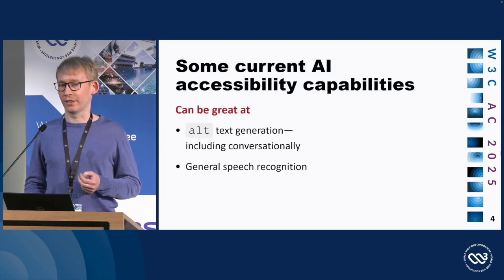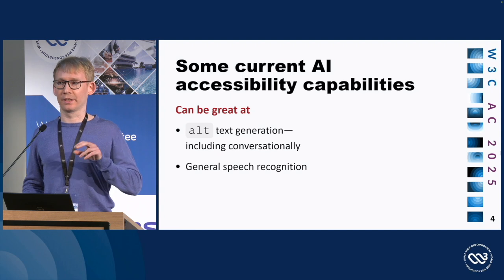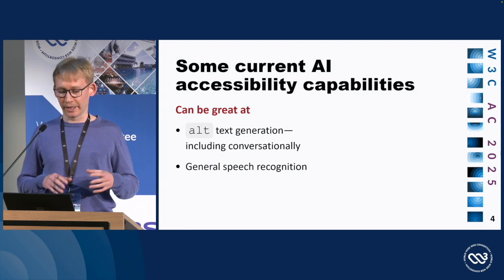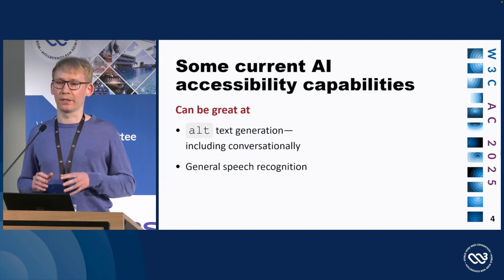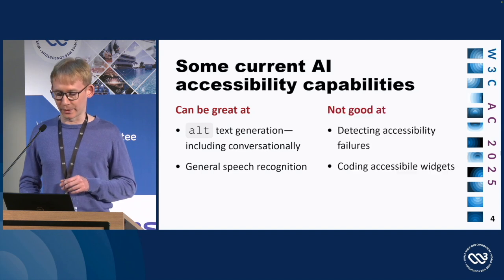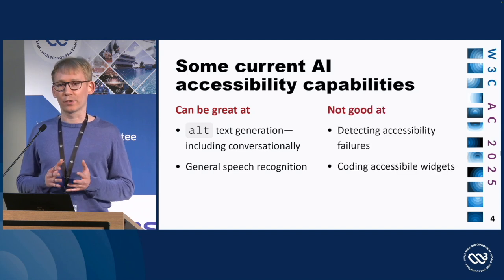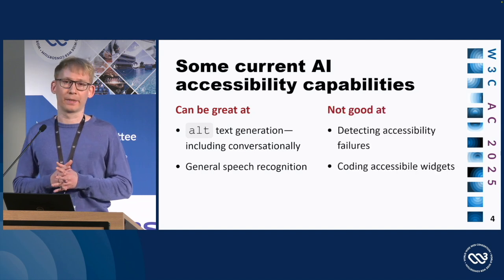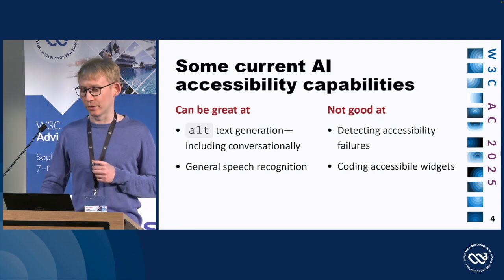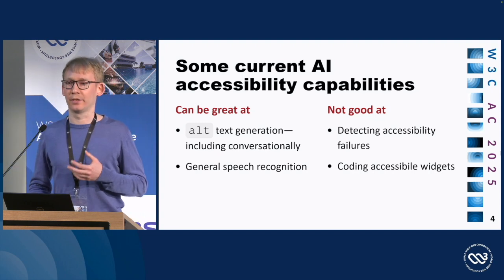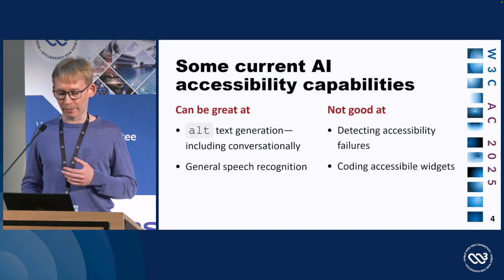It can be good at generating alt text, including having a conversation about an image, and it can be good at general speech recognition, although we're going to come back to both of these points. Generally, it's not pretty good at detecting accessibility failures, nor is it at coding accessible widgets.